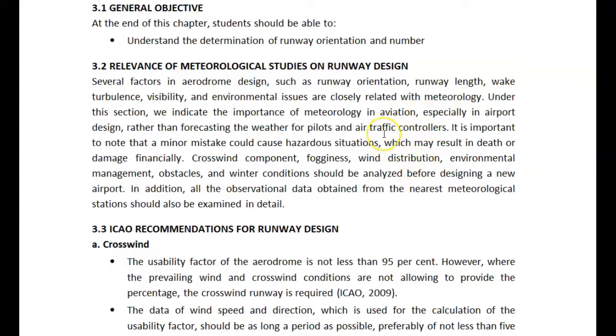Several factors in aerodrome design, such as runway orientation, runway length, wake turbulence, visibility, and environmental issues are closely related with meteorology. So these factors are meteorological factors, and in this section we are going to look at the importance of meteorology in aviation, especially in airport design, rather than forecasting the weather for pilots and air traffic controllers.